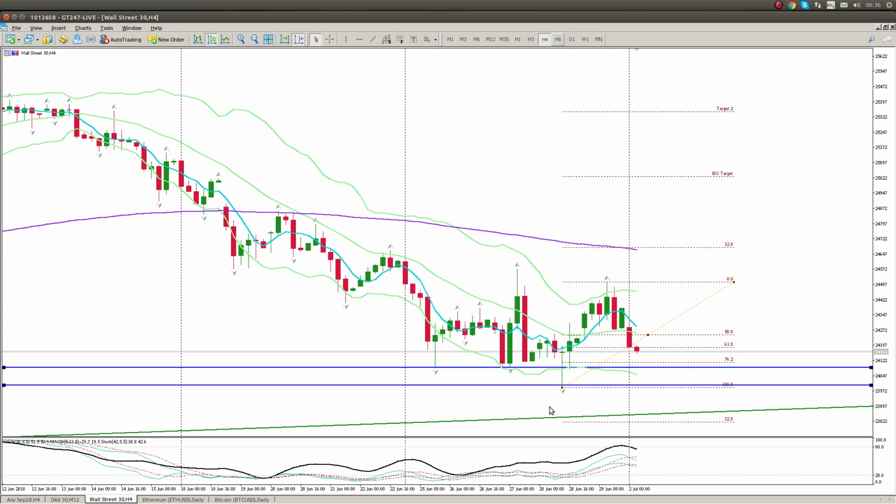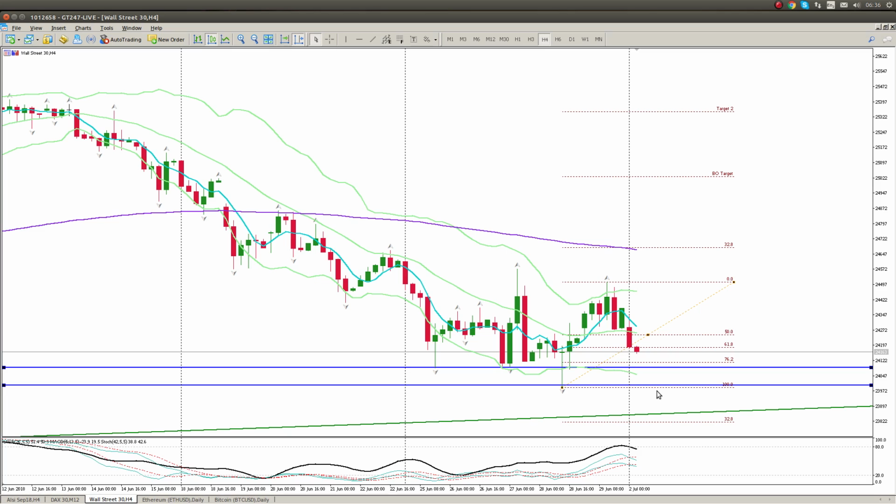If you look at the 4 hour, you can see we've had a crossover of the stochastics, which is indicating more downside. So essentially what we're looking for is a higher low. I don't want this fractal to break.